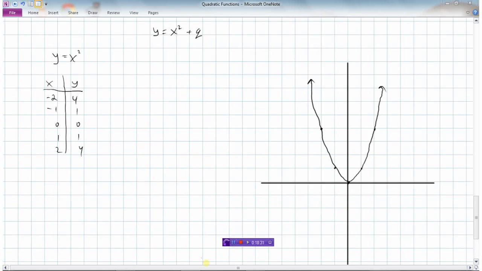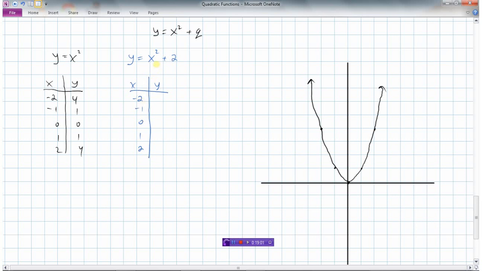Okay, so what if we tried to add something to the end of this function? And usually we denote that to be, use the letter q, so y equals x squared plus q. Let's add 2 to the end of this function and see what happens. Let's do a table of values and put them in and see what happens.